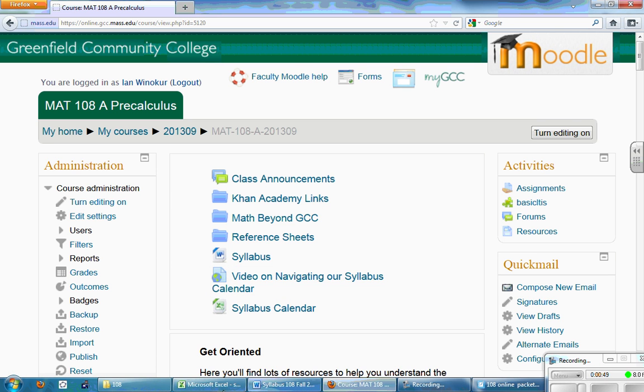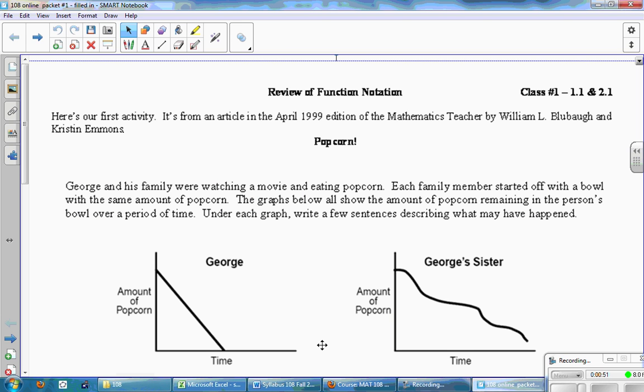Okay, next thing to do is take a look at our class notes. I mentioned this is class number 1. This document is also very important for us. This is the one we're going to be working with today. So let's make sure everybody can find this document.